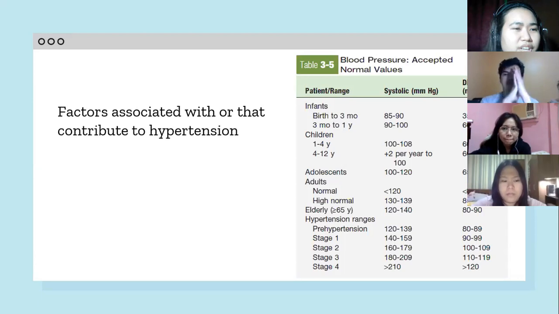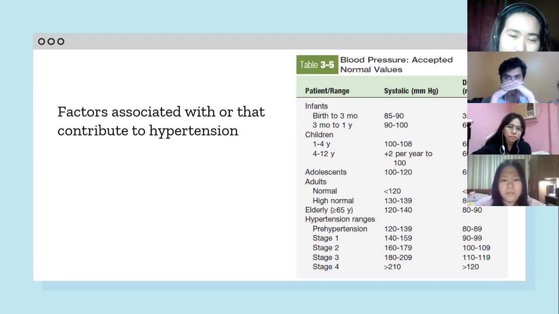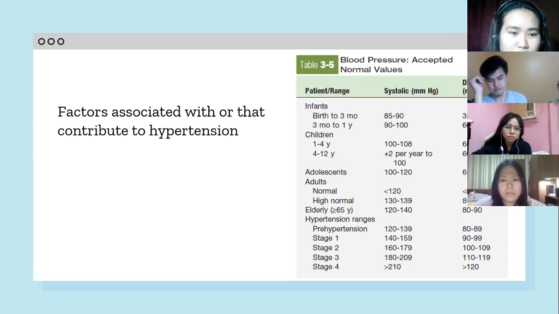You can see below, like hypertension, stage 1 to stage 4. So, in the slide, pre-hypertension is 120 to 139. The diastolic is higher than 80. So, you need to be alert if it's more than 140. So, we need to determine the factors that would cause high blood pressure.